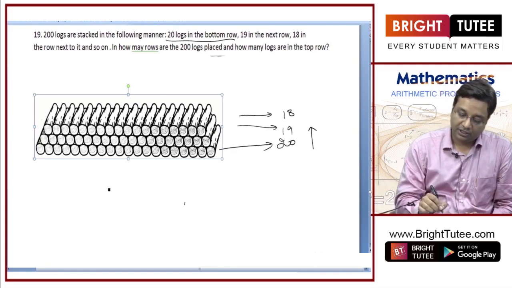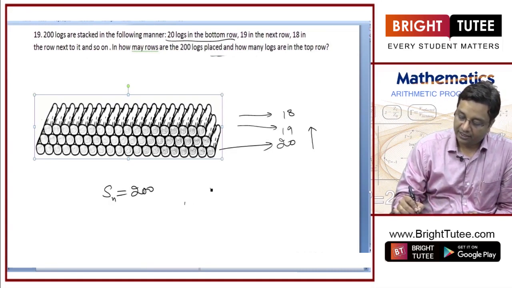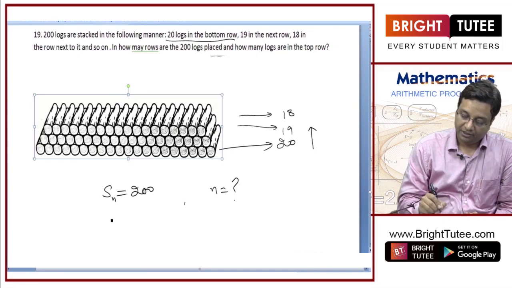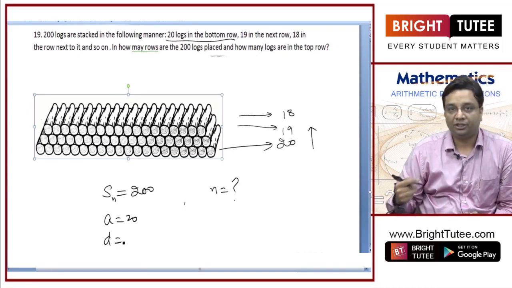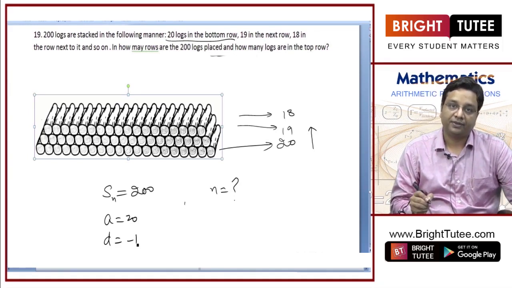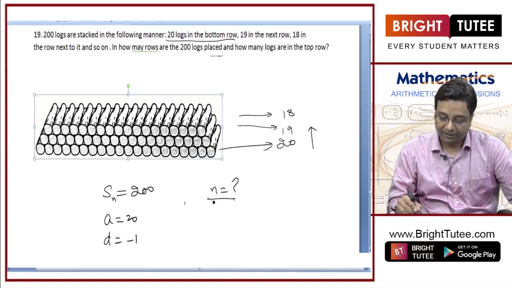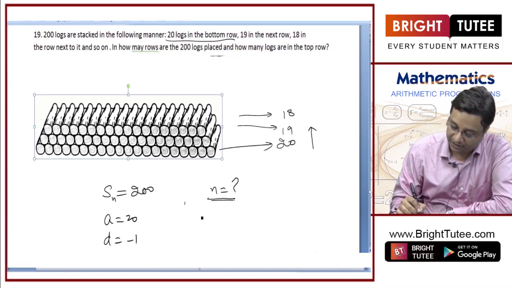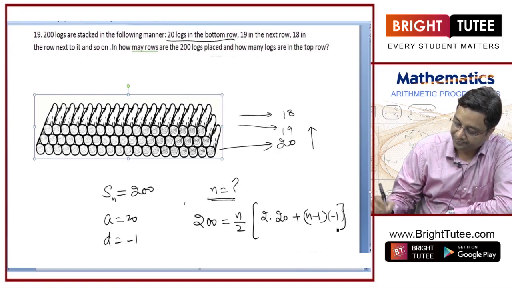So the total, the sum, is 200, right? And n we need to find out, right? First term is 20, and what is the common difference? It is a reducing AP, right? 20, 19, 18. So the difference is minus 1. Common difference is minus 1. Now what do we need to calculate? n. So let's apply the formula for Sn. 200 is equal to n by 2 into twice of a plus n minus 1 into d.